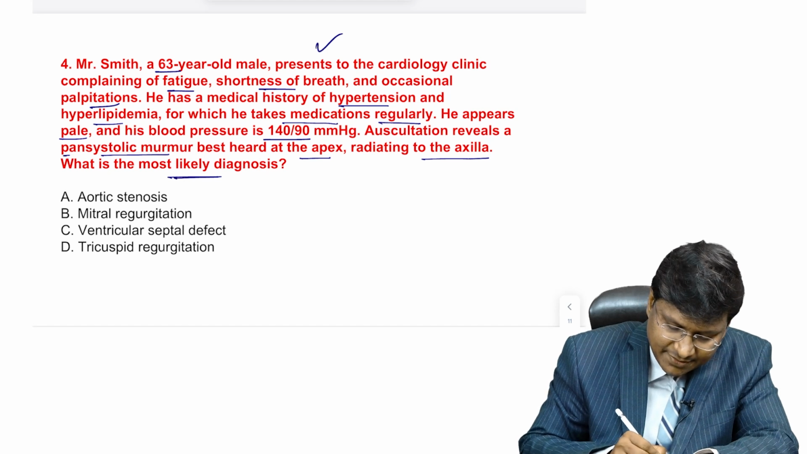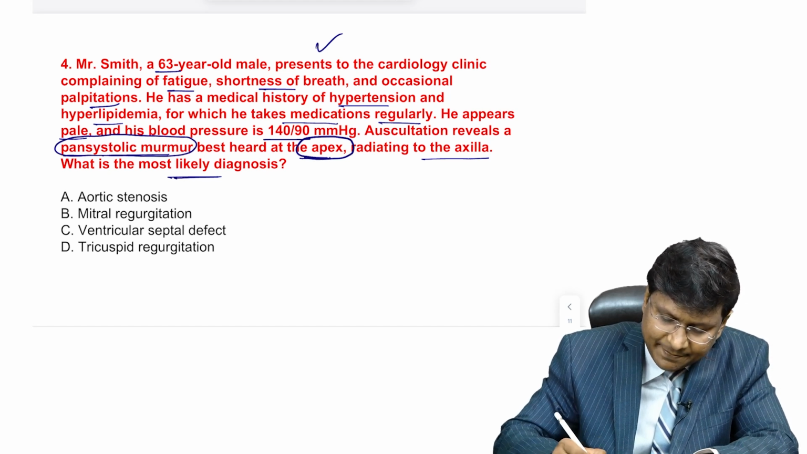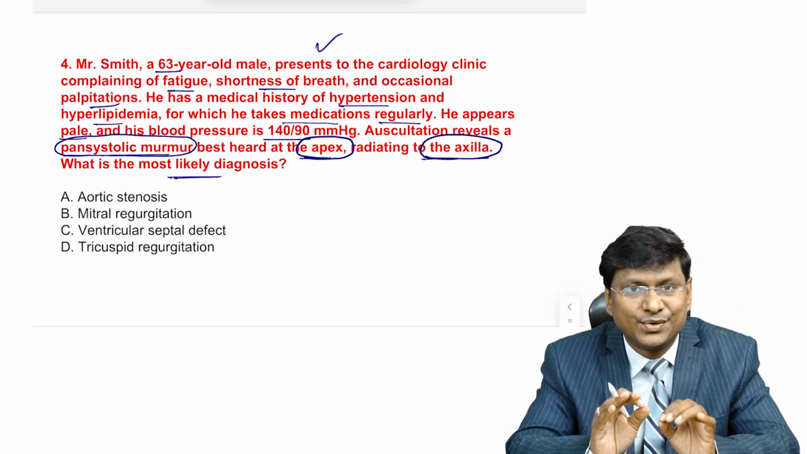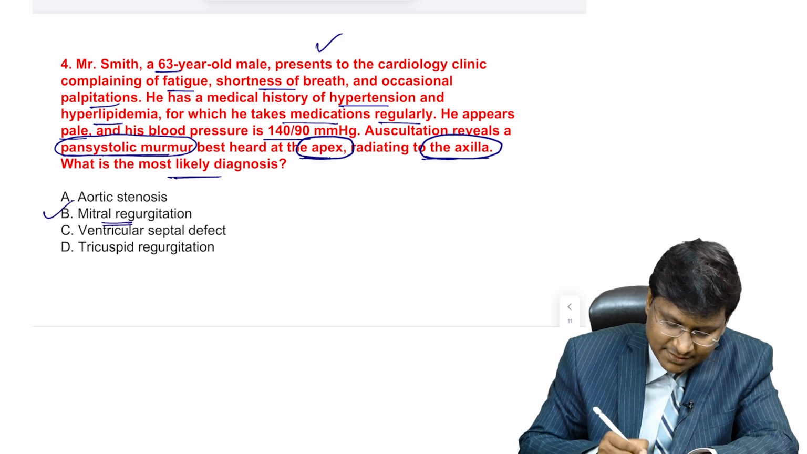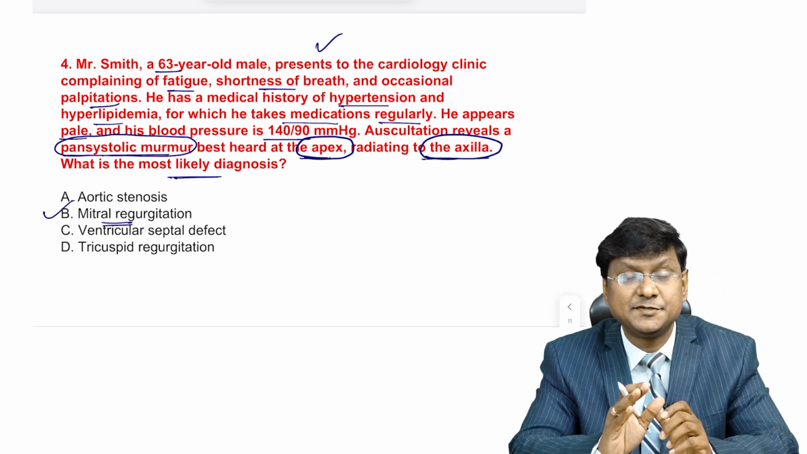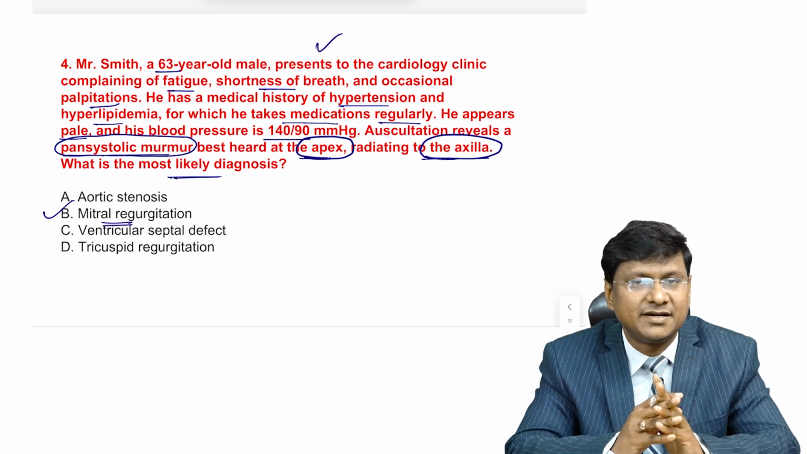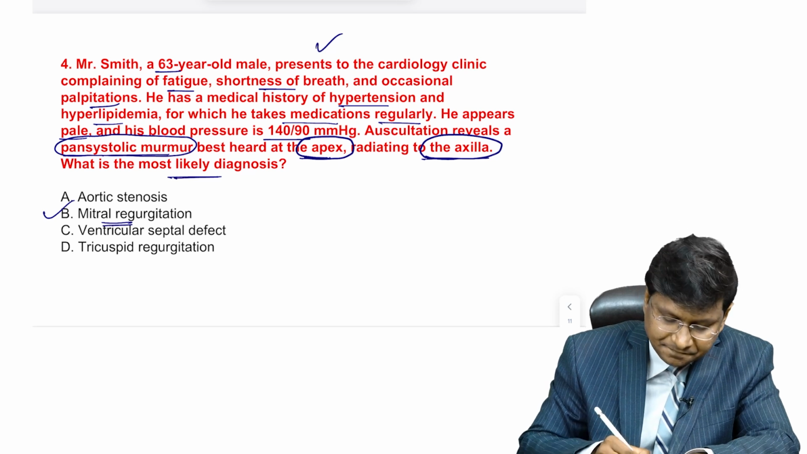So the patient is having a pansystolic murmur, which is best heard at the apex, and it is radiating to the axilla. These points are suggestive that the patient is having mitral regurgitation, right? Now, let's take the other options.